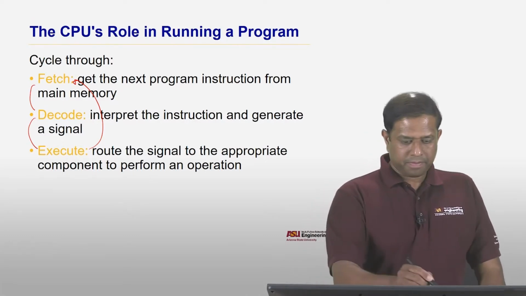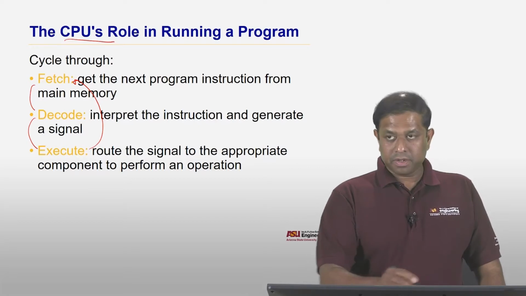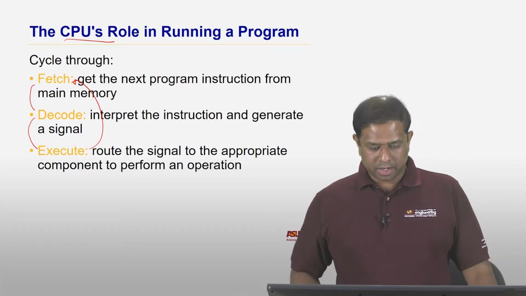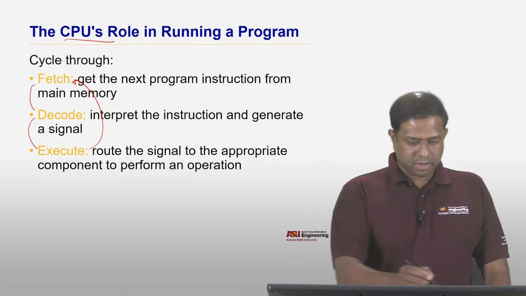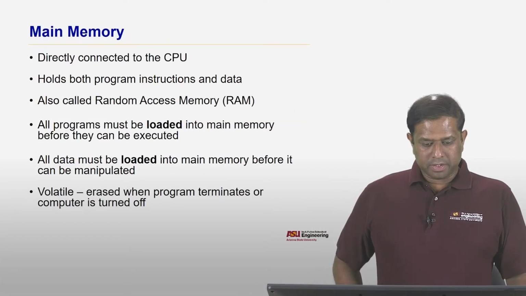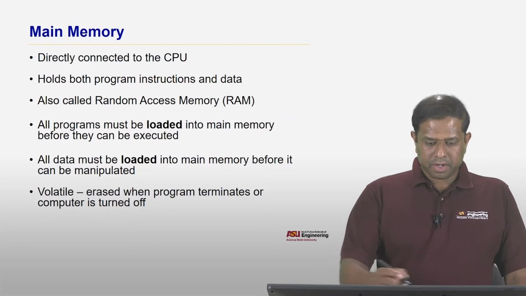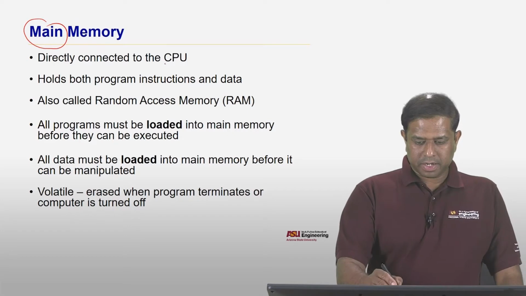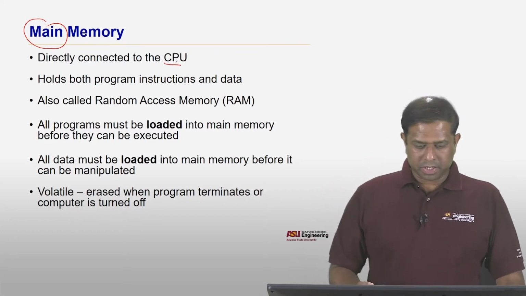So the CPU mainly follows these steps while running a program. All right. So that's called the fetch, decode, execute cycle. Okay. All right. So then the other main component that we talked about is the main memory. The main memory is directly connected to the central processing unit.